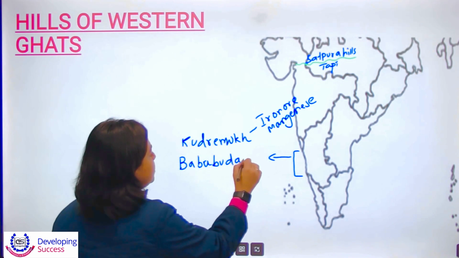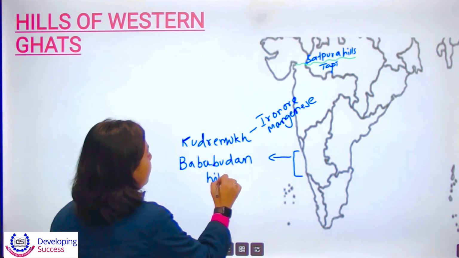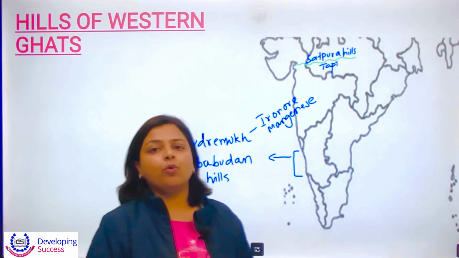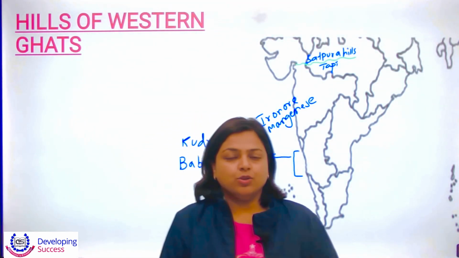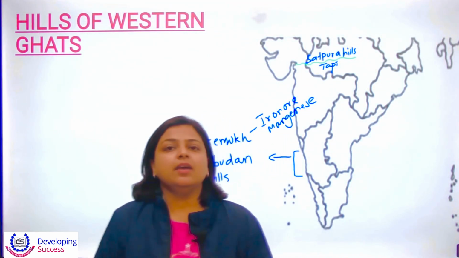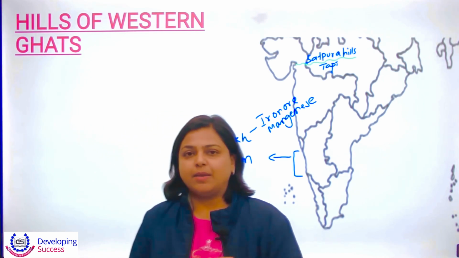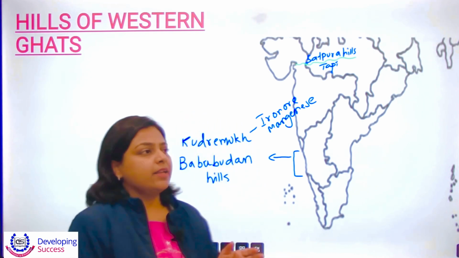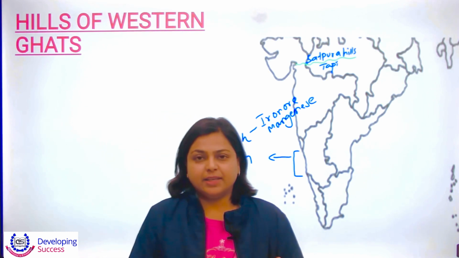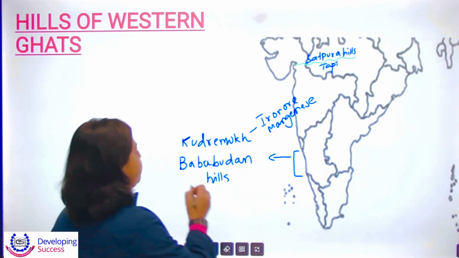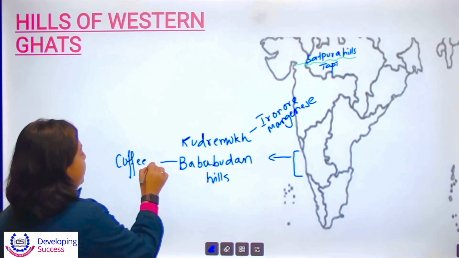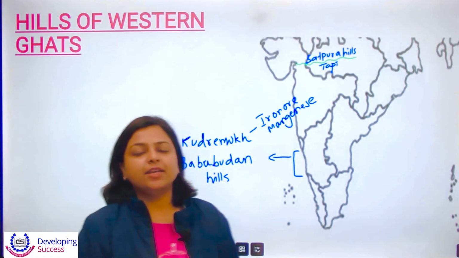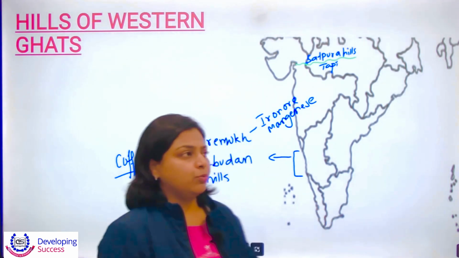These hills were named after the saint Baba Budan. He came from Ethiopia, the Arab world, and he came with coffee beans. So he was the one who actually cultivated coffee for the first time in these hills, and that is why the hill name is the Baba Budan Hills. And you also know it from here that it is very important for coffee production in India. It makes the highest production of coffee in India.